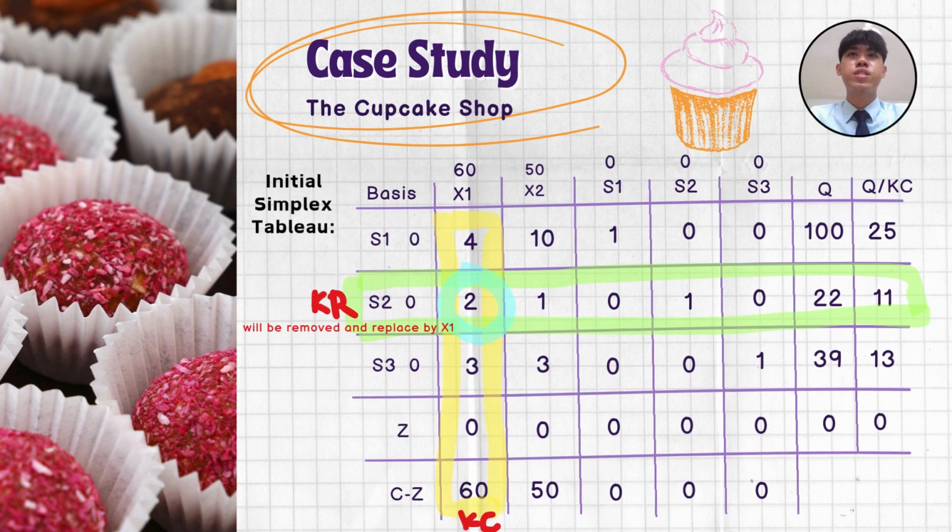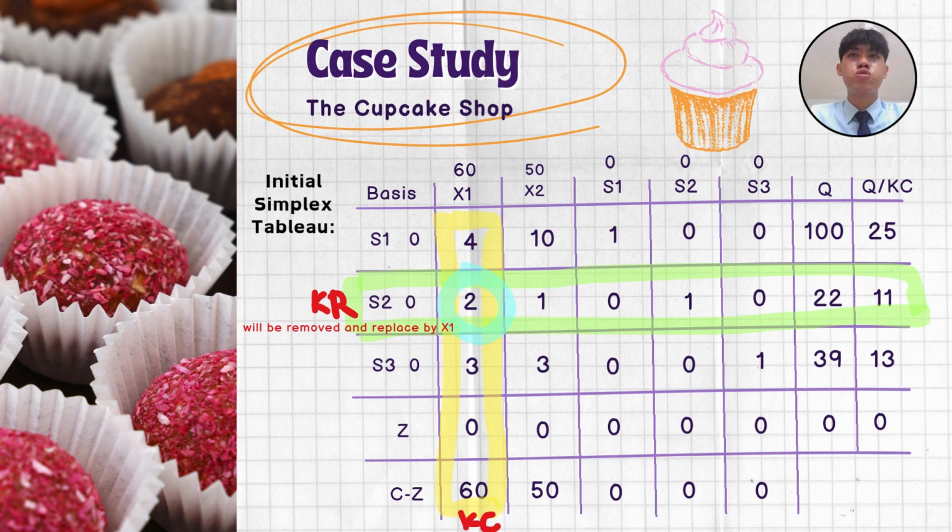This is the initial simplex tableau that I formed just now for this case study. And if you look into the profit, which is z, all of the values are 0, which means that we didn't satisfy all of the constraints. Thus, we have to form another tableau until we meet all of the constraints. But before that, we have to choose our key row, key column, and key element.